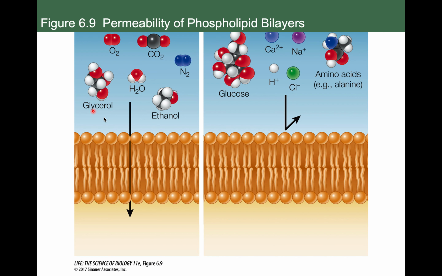But here's some examples of some small, for the most part, non-polar type molecules that could just diffuse straight across a membrane, right between the phospholipids. And then you've got some examples of molecules that are either too big, like glucose, or too charged, like certain ions, to be able to diffuse unaided across the membrane.